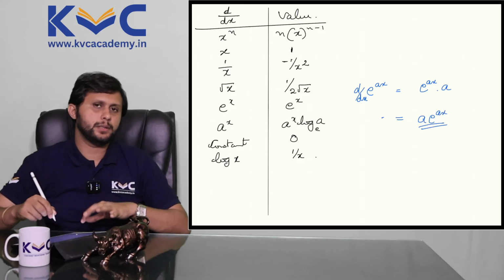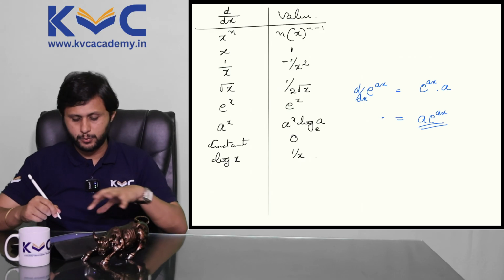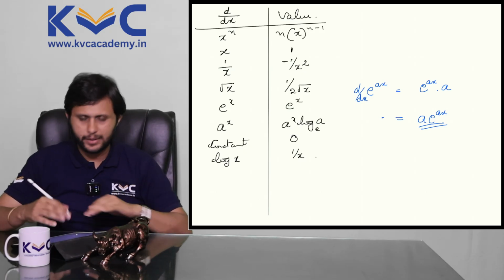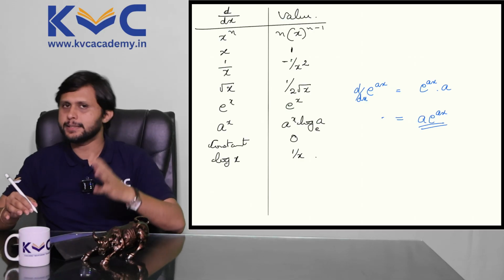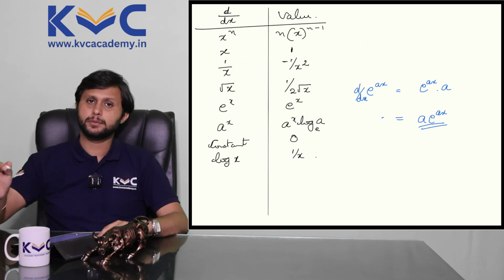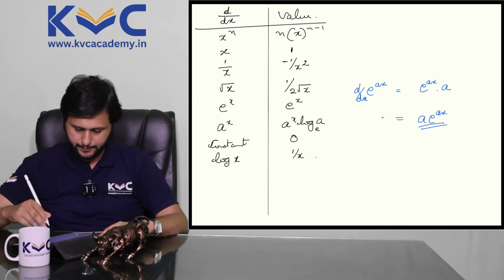I'd not given it over here because I wouldn't be able to prove it at that time, since chain rule was not taught. But you can remember this as well. E to the power ax is a into e to the power ax. If you don't remember, no problem. You can still go for chain rule and get the answer.